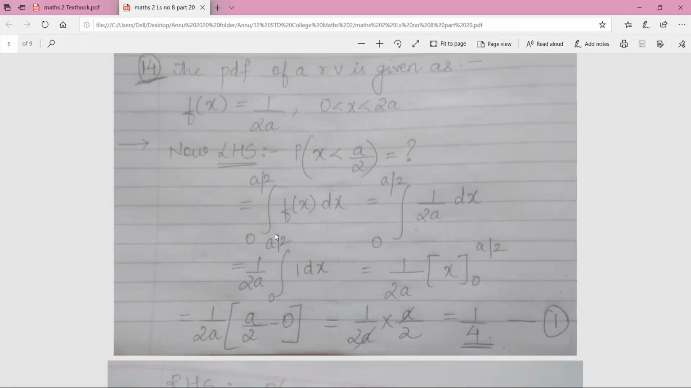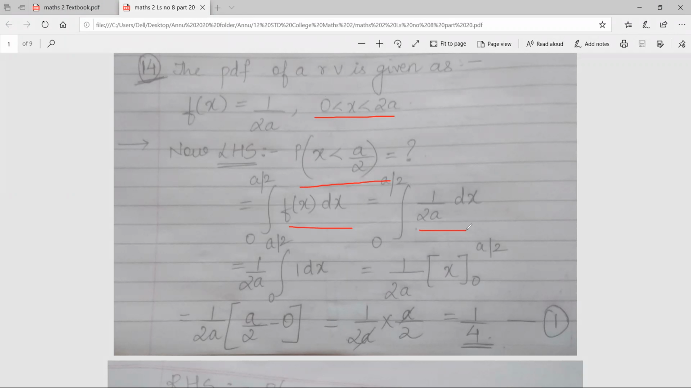The PDF of a random variable is given in the question. f of x is equal to 1 upon 2a and the condition put forth was 0 less than x less than 2a. So over here we'll first start with the LHS part, that is probability of x less than a by 2. So less than a by 2 is nothing but we'll take the condition 0 to a by 2 because that's the condition which is put forth. So integration 0 to a by 2 f of x dx, where f of x is given as 1 upon 2a.